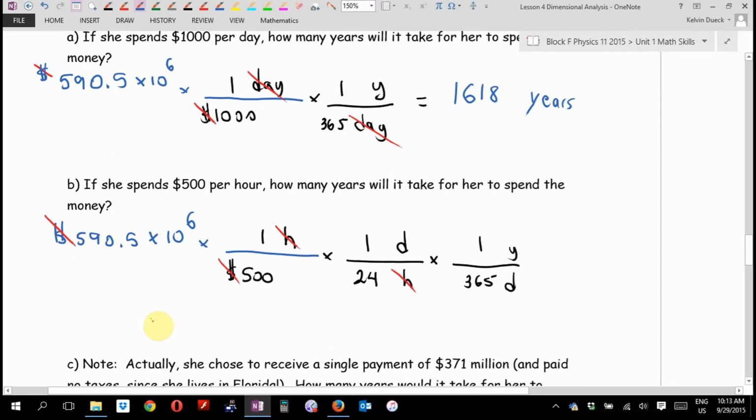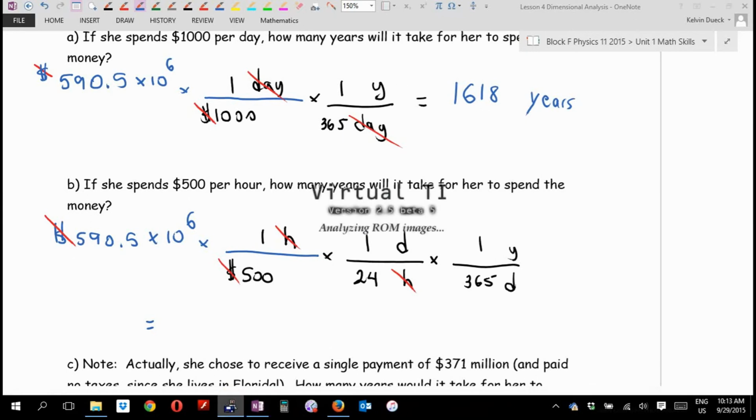Okay, if she spends $500 an hour, can she spend that in her lifetime? By the way, did anybody guess in the thousands of years for part A when I told you to guess an answer? You did? I'm impressed. This amount of money is far bigger than most of us can wrap our brain around. If I was a good teacher, I would have shown you some video about pennies with millions and billions and trillions to help you wrap your head around it, and even then I can't quite wrap my brain around it.